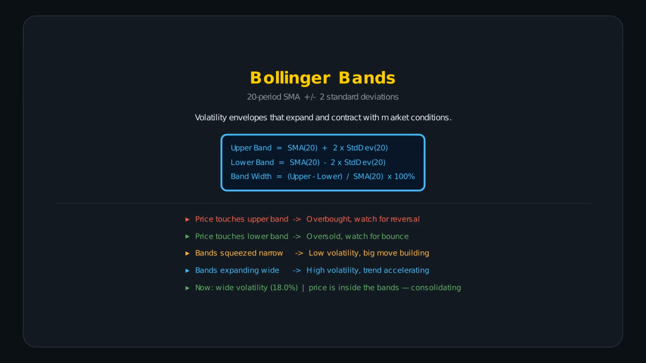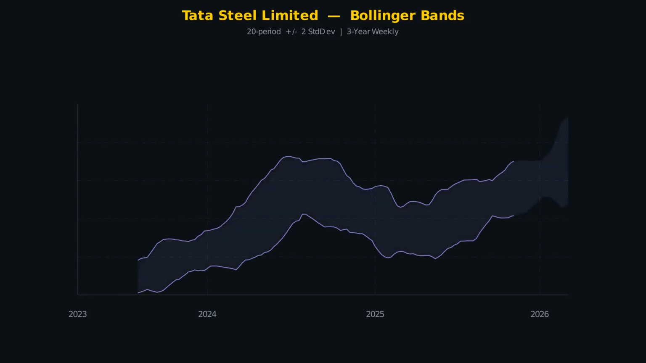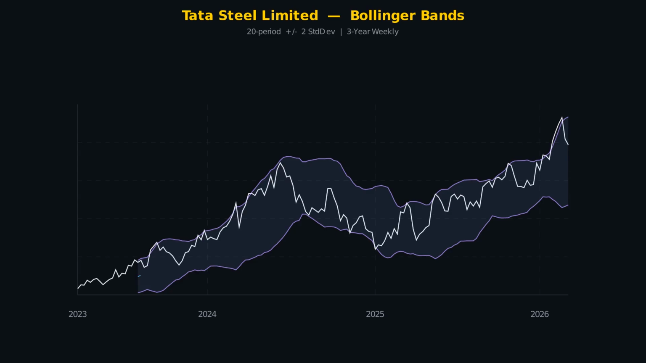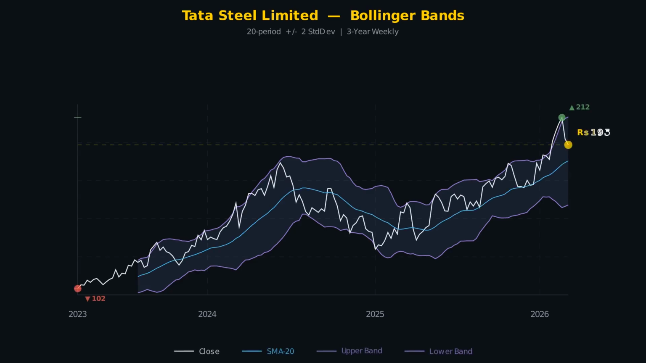The band width percentage tells you exactly how volatile the market is right now. Here is the Bollinger band chart for Tata Steel Limited. The shaded region breathes in and out with volatility. Currently, the bands show wide volatility at 18%. The price is inside the bands, consolidating.